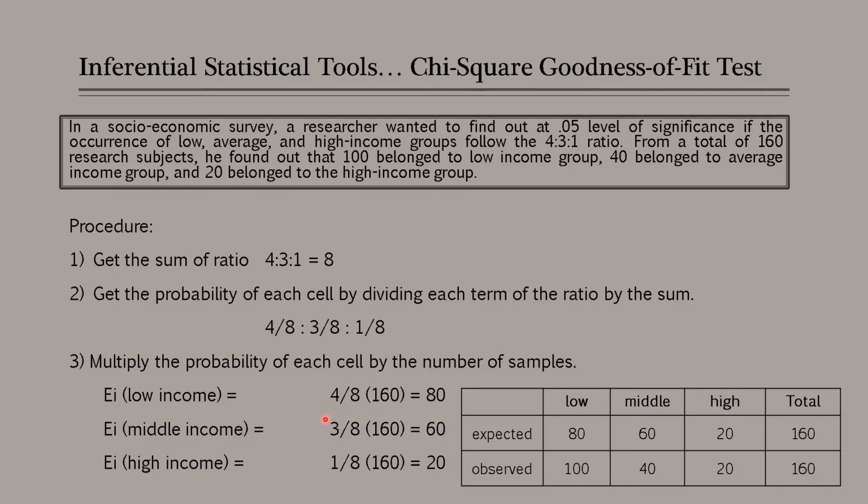For middle income, it is 3/8 times 160 resulting to 60. And for the high income, it is 1/8 times 160 equals 20. Tabulate it under expected, then sum it up, and compare it with the observed numbers and sum it up.